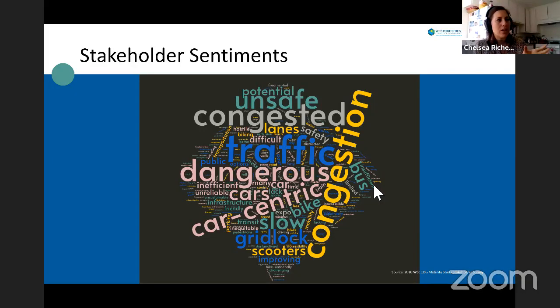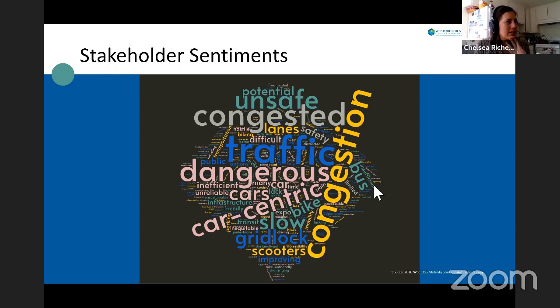So this is the result of one of the questions that was a word cloud that we were able to generate based on the top 3 words that come to mind when you think about transportation on the West Side. So you can see lots of ideas here around car-centric, dangerous, traffic congestion. So I think that probably doesn't come as a surprise to anyone on this call, but definitely underscores the need for some of the different investment priorities.